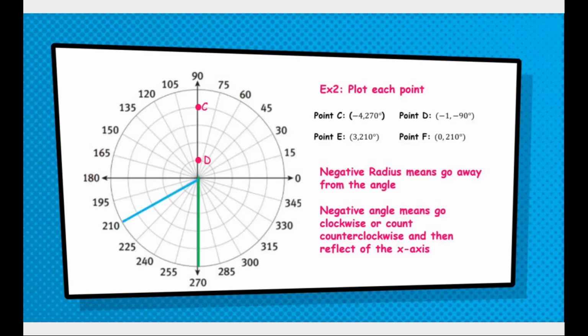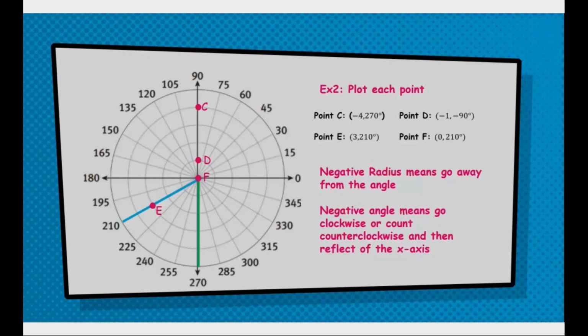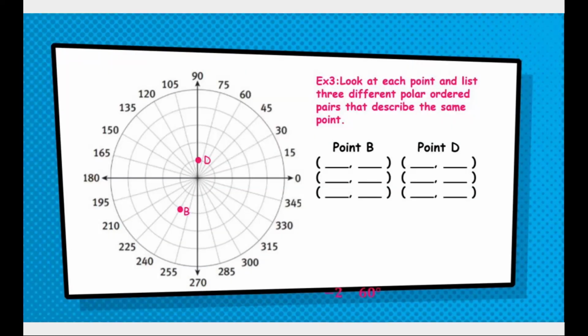Let's find out where that is. And then my radius is positive, so I'm going to go 3 radii towards 210 degrees and get a point E here. And then 210 degrees is along that same line, and I want to go out nothing. So that's just going to give me a point on the origin like this.